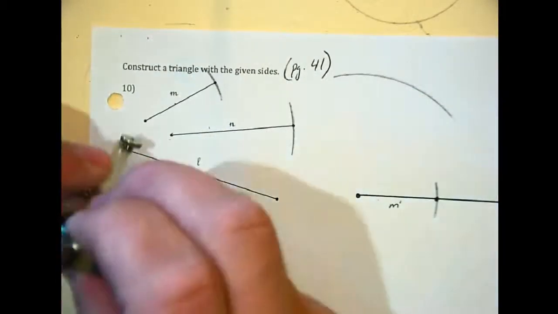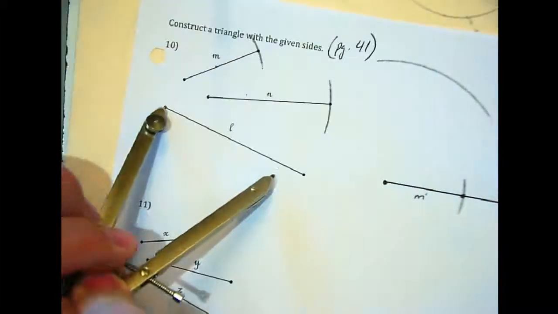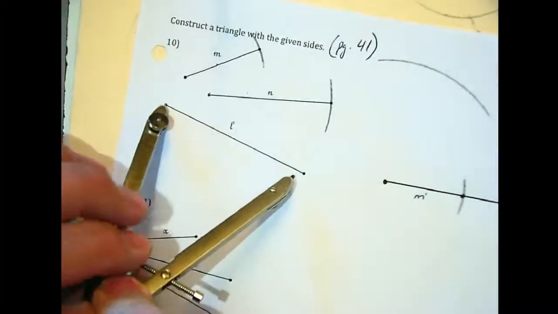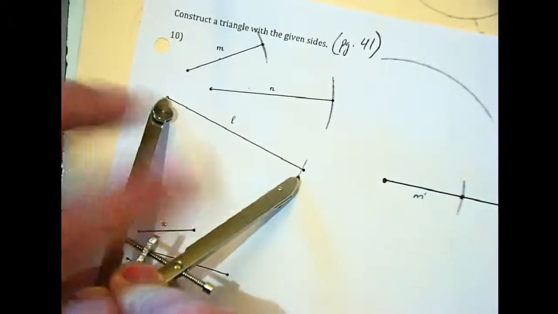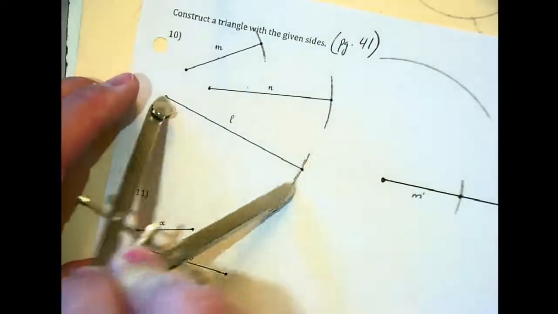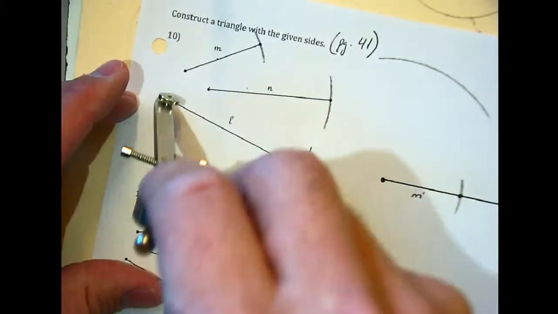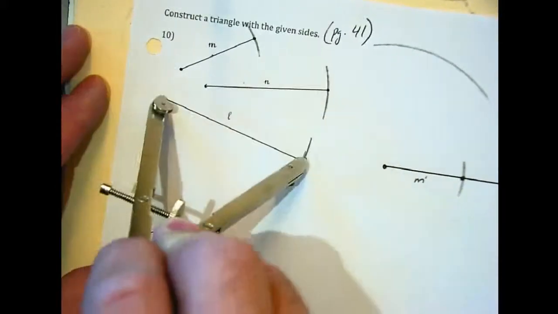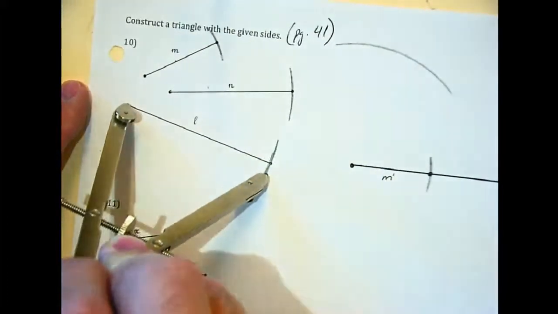So now I'm going to set my compass up so it hits point L. We go all the way out here. And, see, mine didn't hit there. So there we go. Measure off point L, or length L. Any ideas on what I'm going to do with that length?